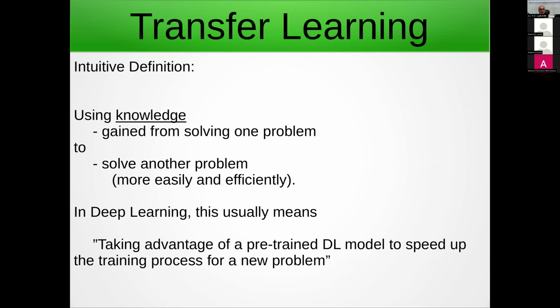And that means that I can adapt the parameters of the deep learning network that I had from solving a previous problem, a problem which was similar enough and that probably I had enough data to solve, to now solve my new problem with less data. So I can sort of use a similar problem as a stepping stone to need less data to solve my new problem. Okay, so in deep learning, that means taking advantage of a pre-trained model to speed up the training of a new problem.